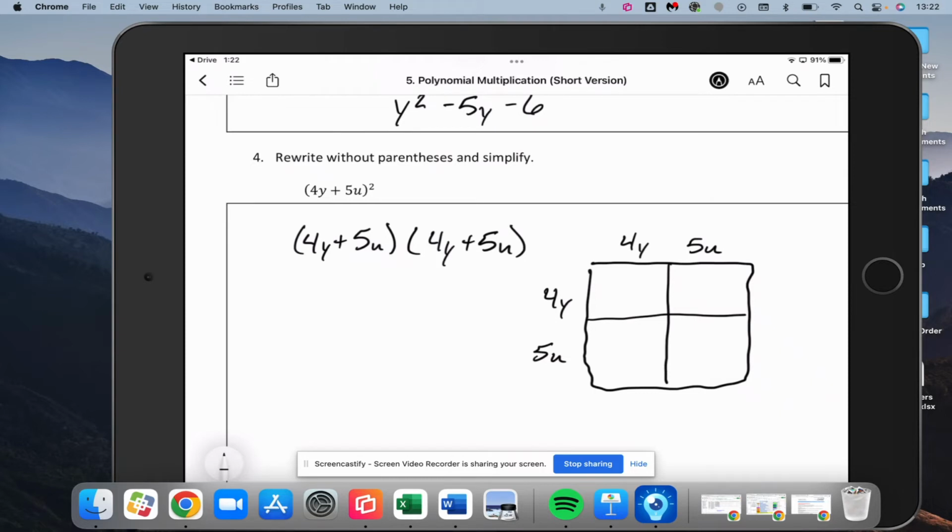And so 4 times 4 makes 16. Y times y makes y squared. 4 times 5 makes 20. And u times y makes uy. 5 times 4 makes 20. And again, uy. 5 times 5 makes 25. And u times u makes u to the power of 2. So now all we have to do, we've got 4 terms. We need 3 plus signs.